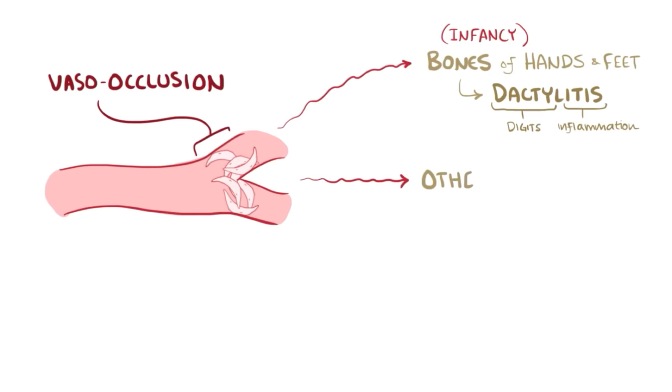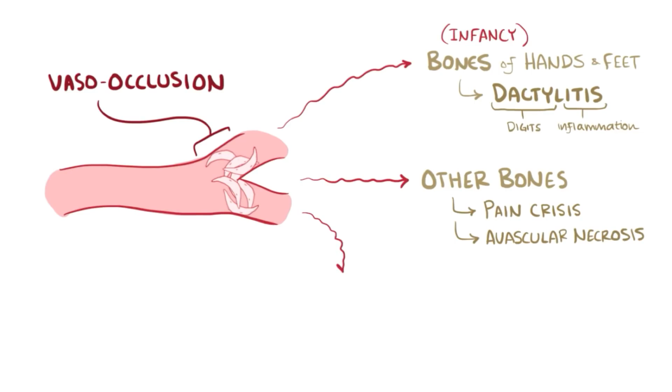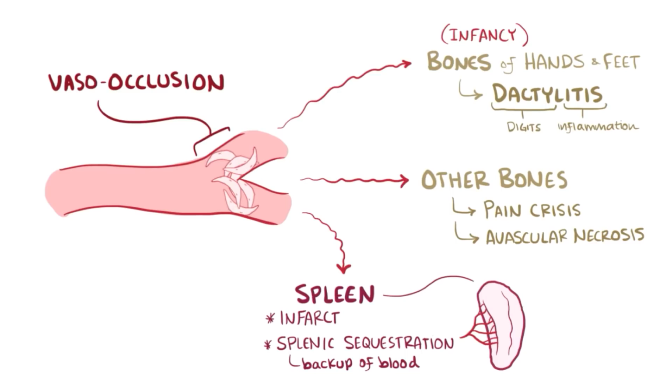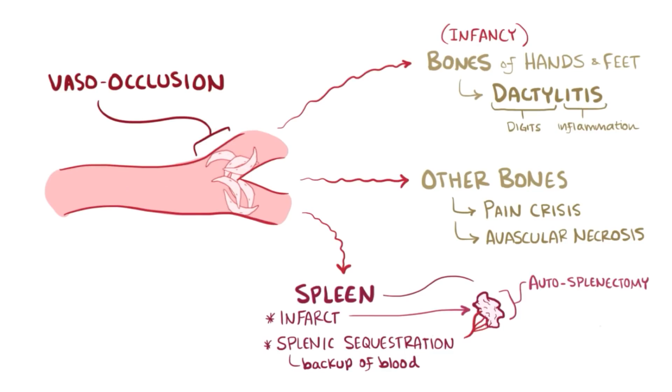Later, they get stuck in other bones, causing a sickle cell pain crisis, or avascular necrosis of the bone. Red blood cells can also clog up the spleen, which can lead to an infarct of the spleen as well as an enormous backup of blood in the spleen, called splenic sequestration, a life-threatening complication. Over time, splenic infarcts can lead to autosplenectomy, where the spleen scars down in fibrosis to basically nothing.